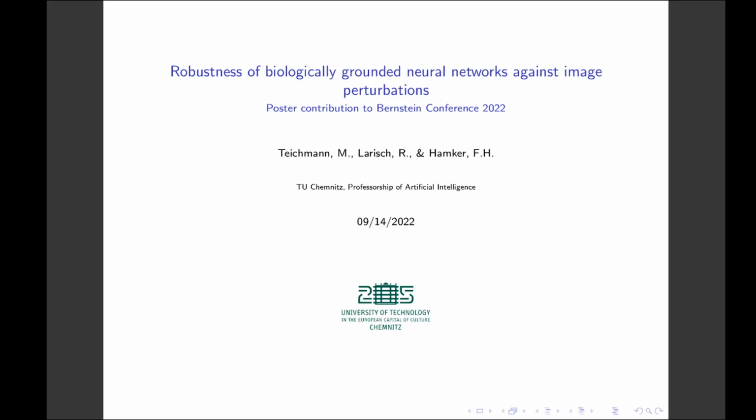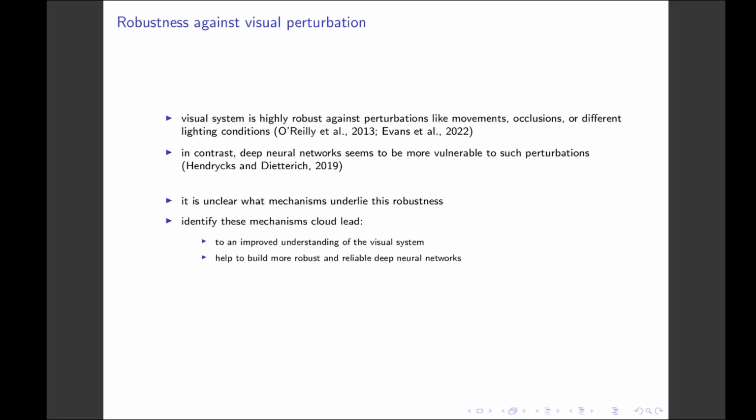Hello and welcome to our contribution to the Bernstein conference in 2022 with the title Robustness of Biologically Grounded Neural Networks Against Image Perturbations. As we all know from our daily experience, our visual system is highly robust against natural perturbations like the movement of objects, partial occlusions, different lighting conditions, changes in the contrast, or object rotations. In contrast to that, deep neural networks seem to be more vulnerable to such perturbations.